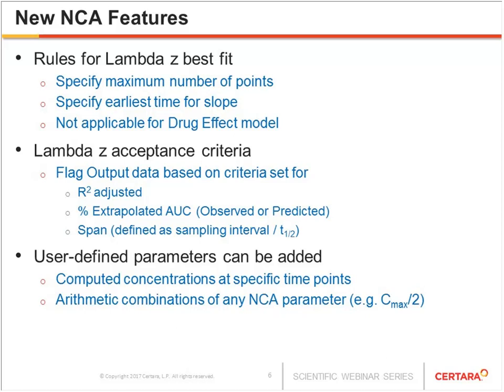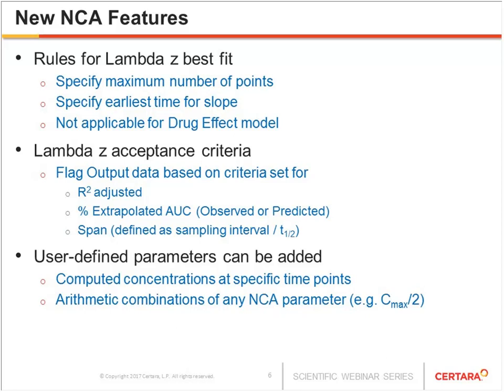We also had, as I said, acceptance criteria. The acceptance criteria will not change what is calculated. It will simply flag data as being accepted or not accepted. And we have 3 different criteria that can be set. You can set them independently or you can set them together. So the adjusted R squared, you can set a criteria for acceptance for that. For example, it must be greater than 0.6, 0.7, whatever might be in your SOP or your preference. You can set the percent extrapolated of AUC using either observed or predicted. So it must be less than 20%, less than 10%.